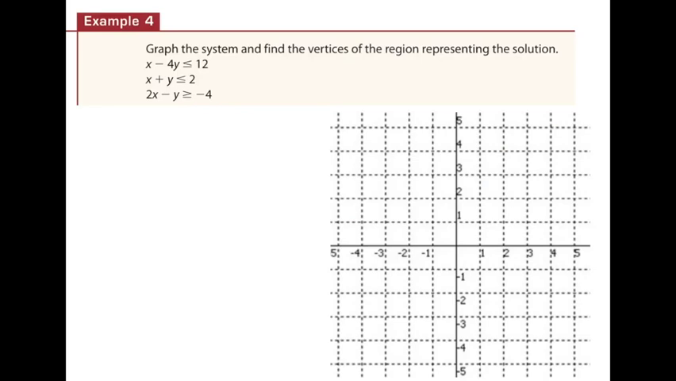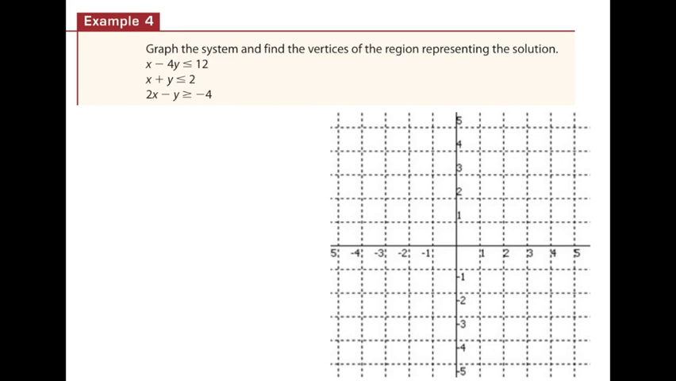So you'll notice on this one, you actually have 3 different lines. It says graph the system and find the vertices of the region representing the solution, okay? Vertices indicates you're going to have a closed region, because you can only have a vertex if the lines cross, really. And typically vertices indicate that you have some type of polygon.